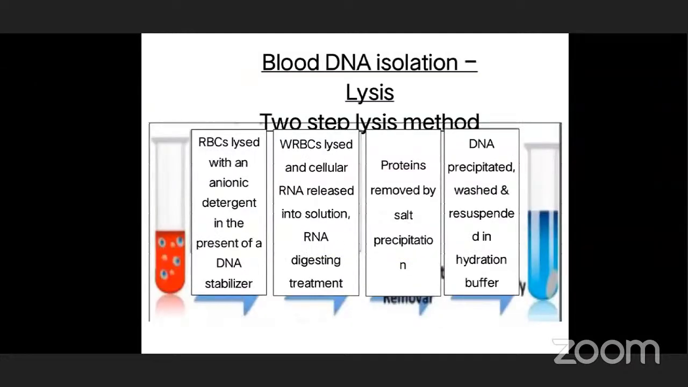Also, this slide shows the method of the lysis. This part is completed. Here, 2 to 3 times RBC lysis, 2 to 3 times WBC or RNA lysis, 2 to 3 times protein lysis, and last is DNA precipitation.